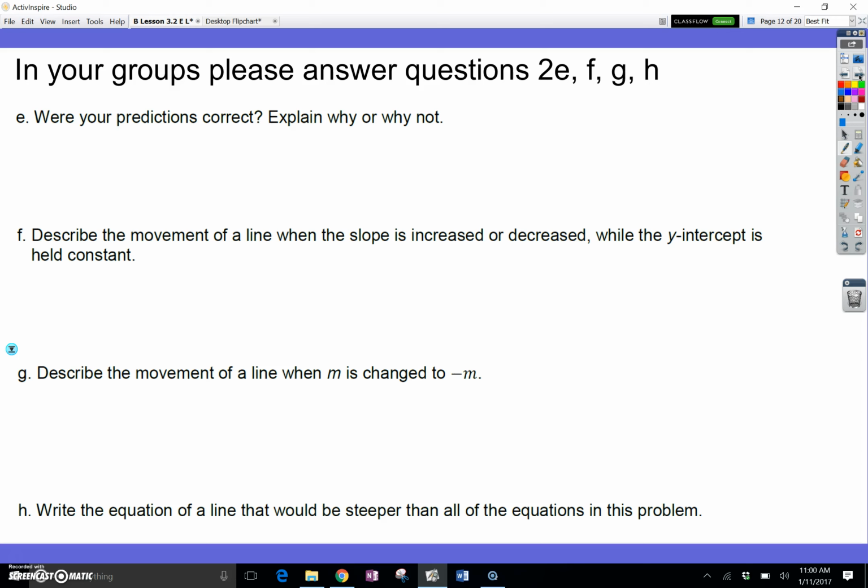Were your predictions correct? Why or why not? So go ahead and pause this, and I want you to answer E, F, G, and H. So go ahead and pause it now. Alright guys, you should have E, F, G, and H all filled out. So were your predictions correct? Describe the movement when the slope is increased. So when it's increased, you have a steeper line.